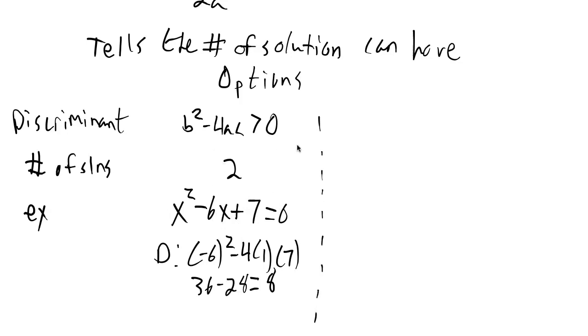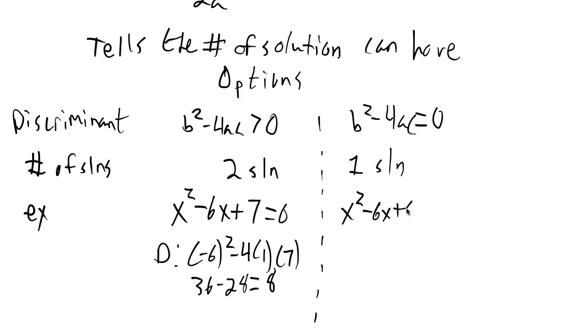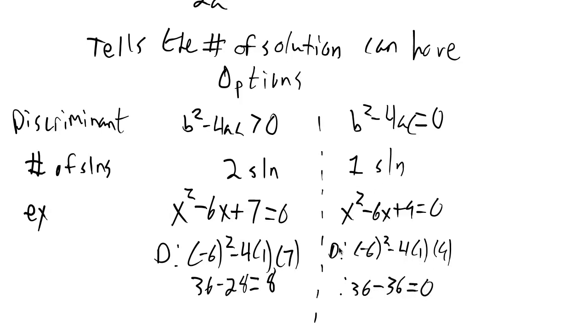The next potential is that our discriminant is equal to 0. b squared minus 4ac is equal to 0. What does that mean? That means we have one solution. And this would look like something like x squared minus 6x plus 9 is equal to 0. Put that in for your discriminant. You get negative 6 squared minus 4 times 1 times 9. So this becomes 36 minus 4 times 9 is 36, or 0. That would tell us that this would have one solution.